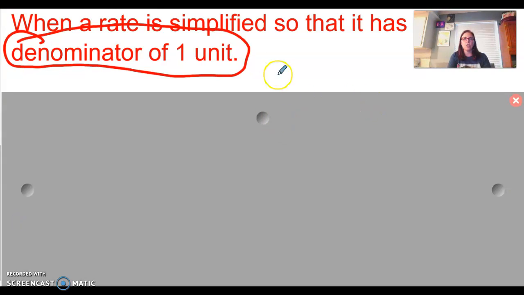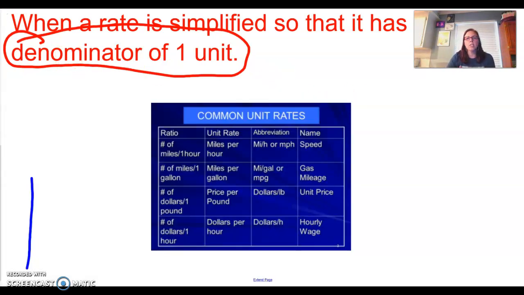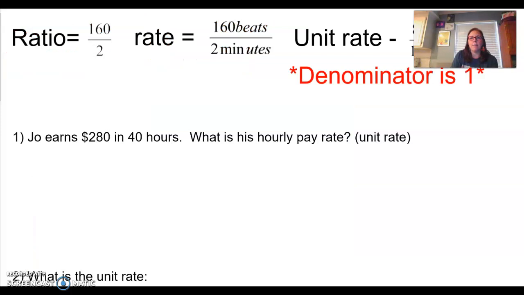Here are some examples. Do not write these down. It's a chart. So common unit rates is miles per hour. A ratio would be number of miles over an hour. The unit rate is miles per hour. Miles per gallon, price per pound, dollars per hour. Like how much you get paid when you guys are old enough to get a job, how much you get paid per hour is a unit rate. You may have a total amount you get paid, but the amount you get paid per hour is a unit rate.